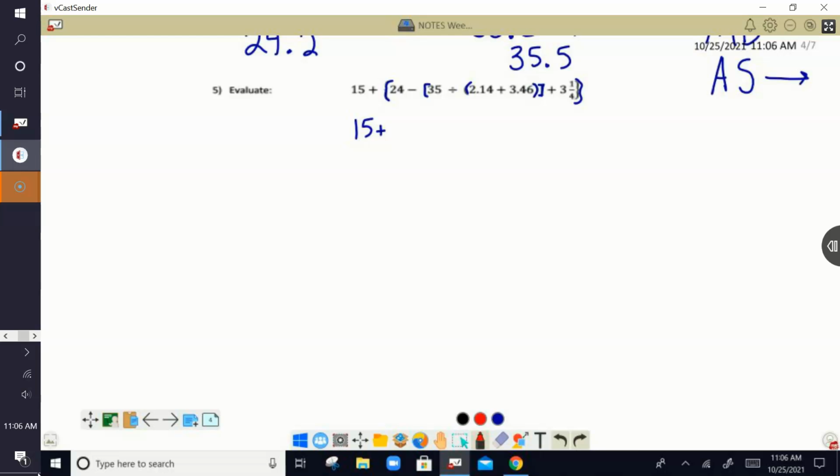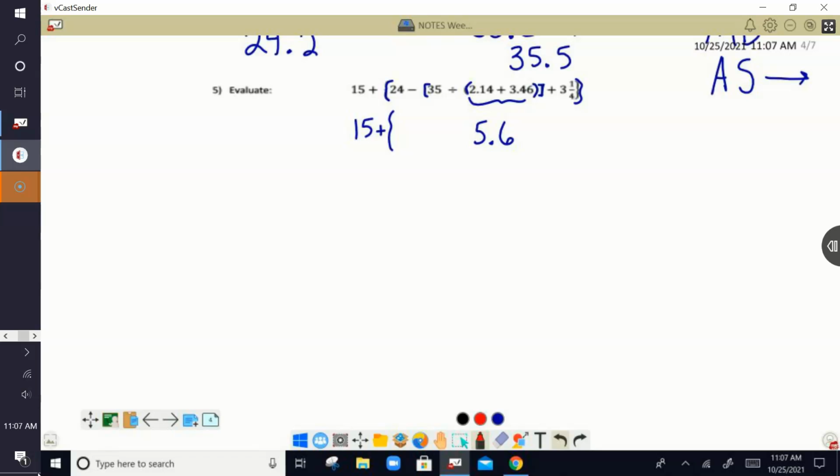So my very first problem is going to be the inside grouping symbol, and I'm going to add those two. I can use a calculator or work that out. I'm going to get 5.6 as my answer. And then I have 35. I'm going to copy everything out. Copy it exactly. 15 plus.